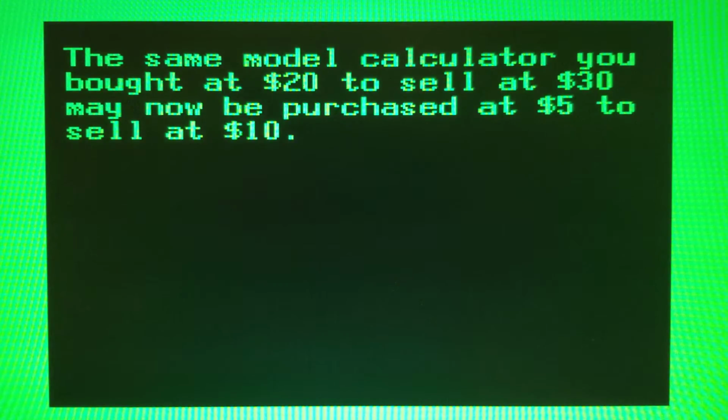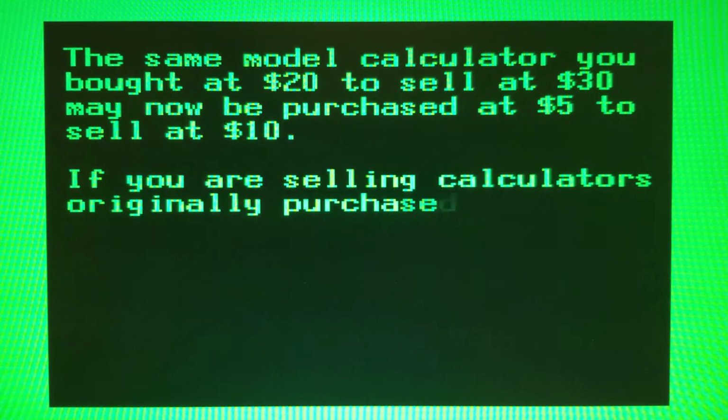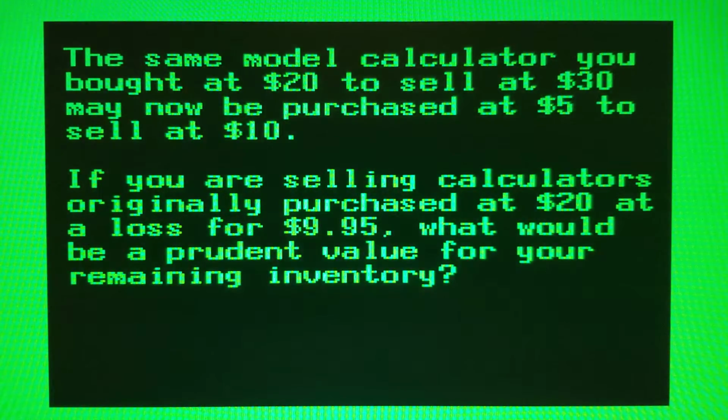The same model of calculator you bought at $20 to sell at $30 may be purchased now at $5 to sell at $10. If you're now selling the calculators you originally purchased at $20 at a loss for $9.95, what would be a prudent value for your remaining inventory?